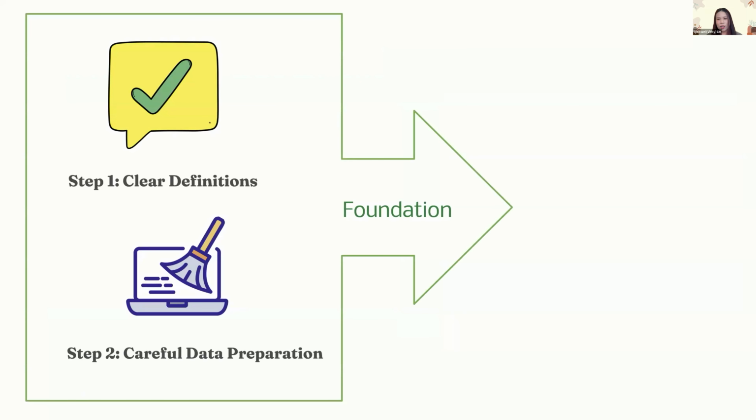First, clear definitions, defining the research questions and key variables so everyone on the team has the same understanding. Second, careful data preparation. This includes checking data quality, organizing information, running descriptive analysis, and making sure the dataset is truly ready for modeling. These 2 steps form the foundation. Once they are solid and assumptions are met, a simple, transparent model is usually the most effective.